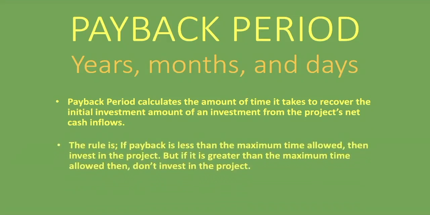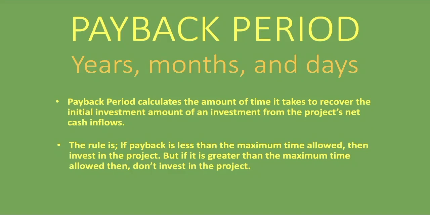The rule is, if the payback period is less than the maximum time allowed, then invest in the project. But if it is greater than the maximum time allowed, then don't invest in the project. What do we mean by the time allowed? Well, if the company wants to recover its investment in 3 years' time, and you calculate the payback period for that specific project, and it gives you 2 years, 200 days, that means that it's less than the 3 years. That means you will accept the project and you will invest in the project. But if it's greater than 3 years, where a company wants its payback period to be only 3 years, then you will reject the project because it will take the company longer than 3 years to recover its initial investment.